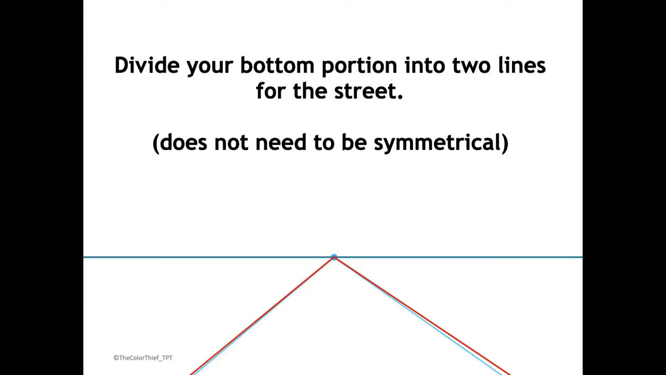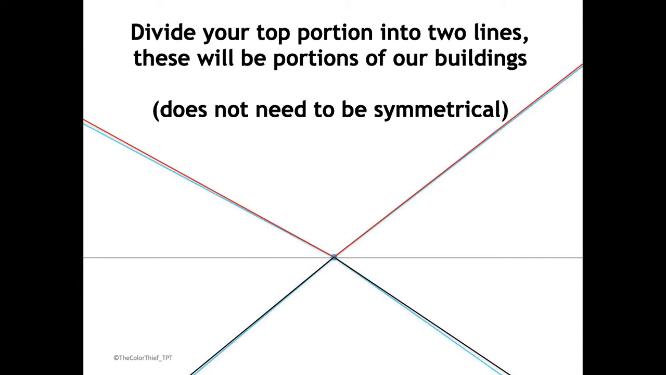Next, you're going to divide the bottom portion into 2 lines for your street, just like you see here. Please use your ruler. Every step of this requires a ruler and straight lines. If your lines are not straight and accurate, the composition will not make sense. Then lightly divide your top portion into 2 lines. These will be the portions of our buildings.